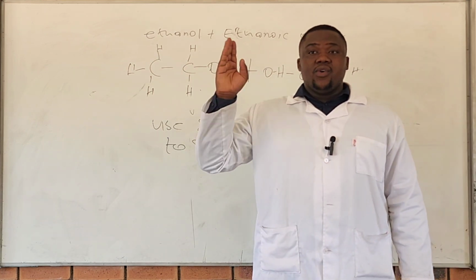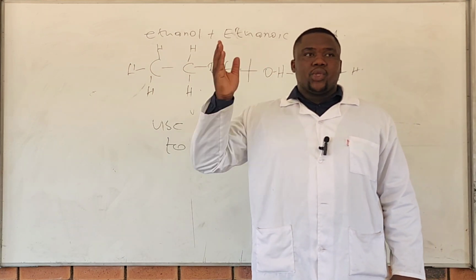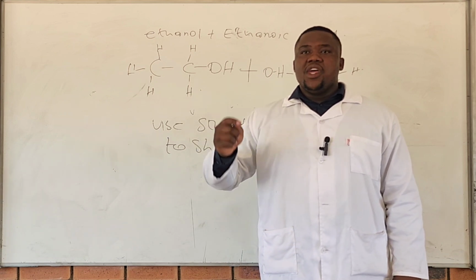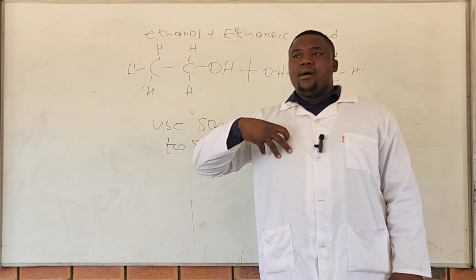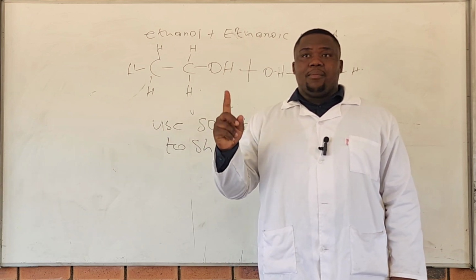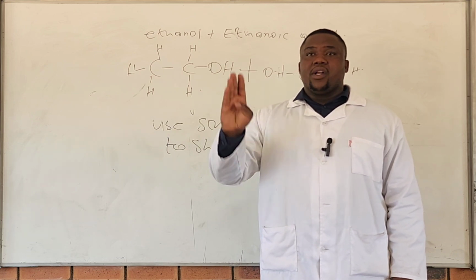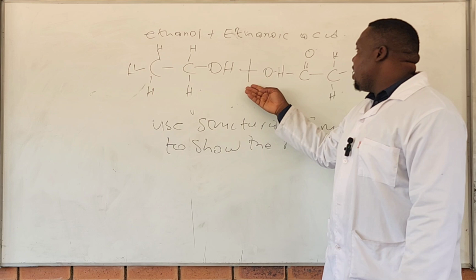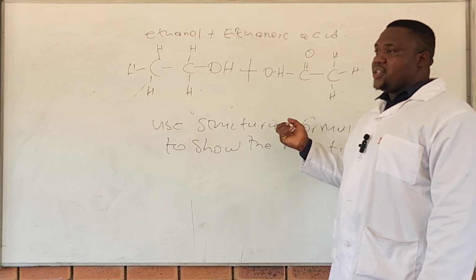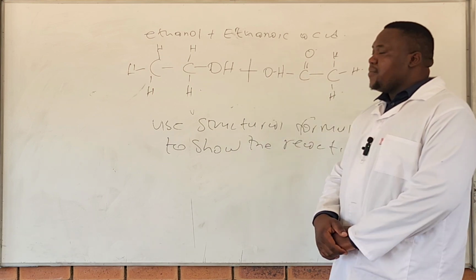So whenever you draw a structural formula with many bonds into one carbon, just know that you are wrong, because carbon is going to have only 4 bonds. That's why I have 4. 1, 2, 3, 4. Can you see that? So that is what is happening.